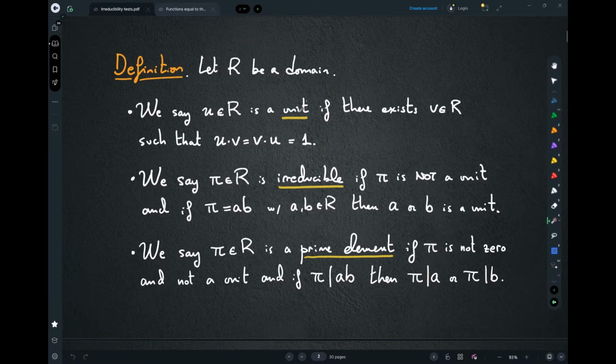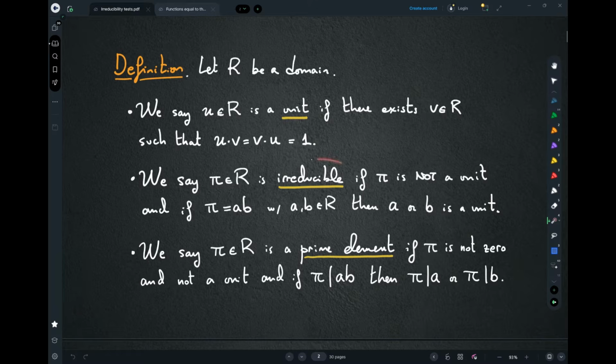First of all, what is a unit? A unit in a ring R is an element U such that there is an inverse in the same ring. So there's some other V in R such that U times V is equal to V times U equals 1, the one in the ring.